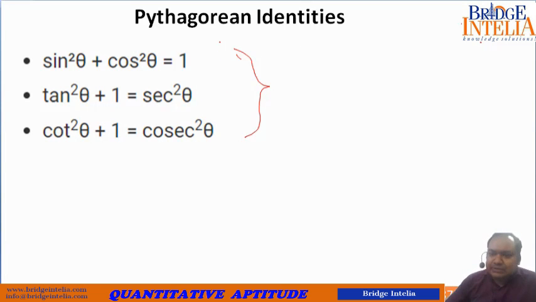So I hope that you will pause the slides. You pause this video and have a thorough look at these three identities, because these are the backbone of this chapter.